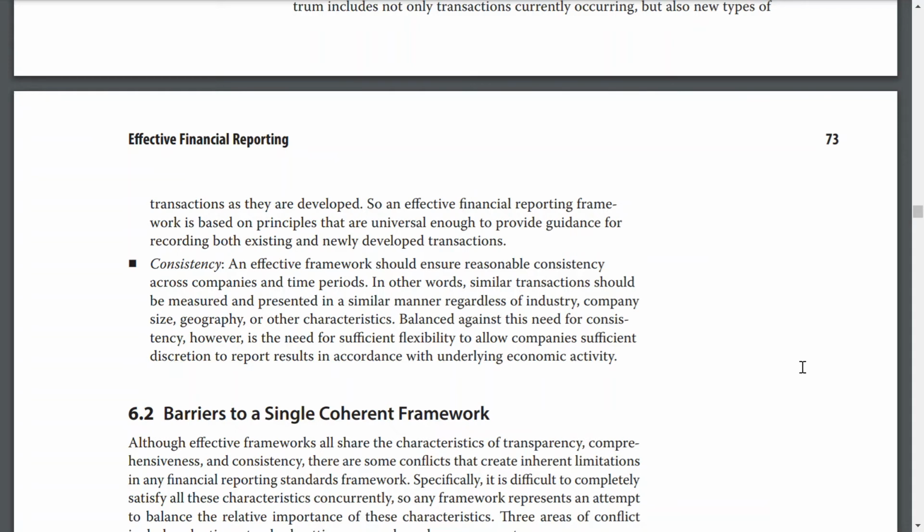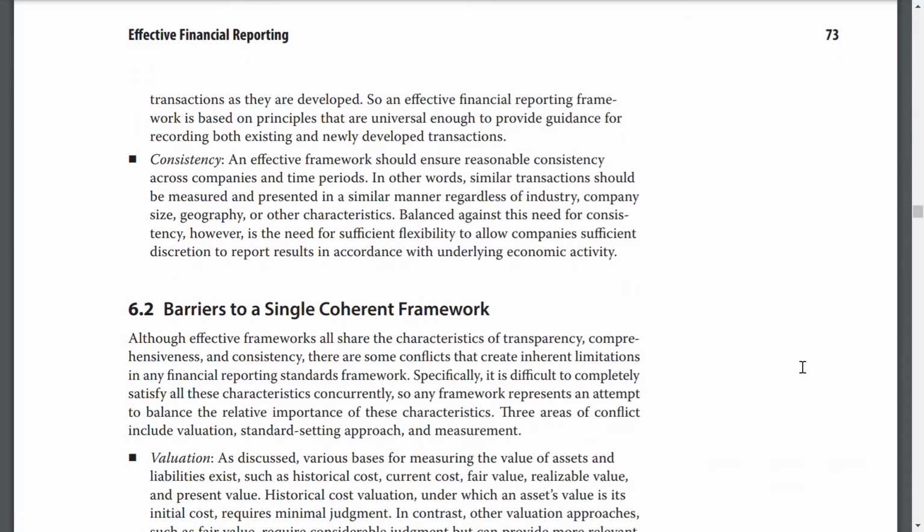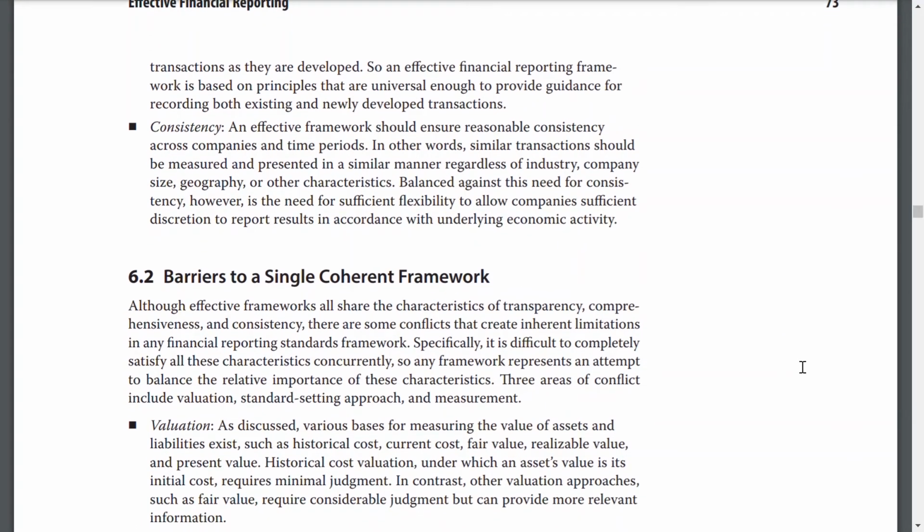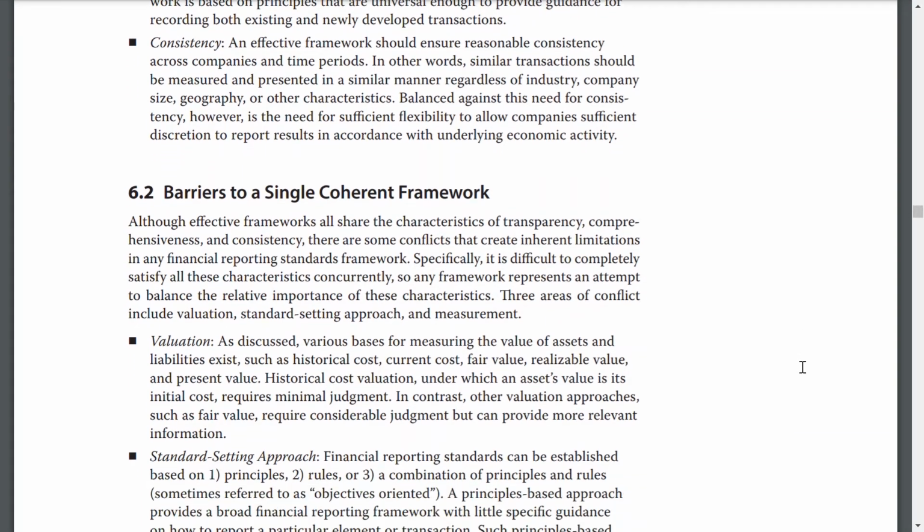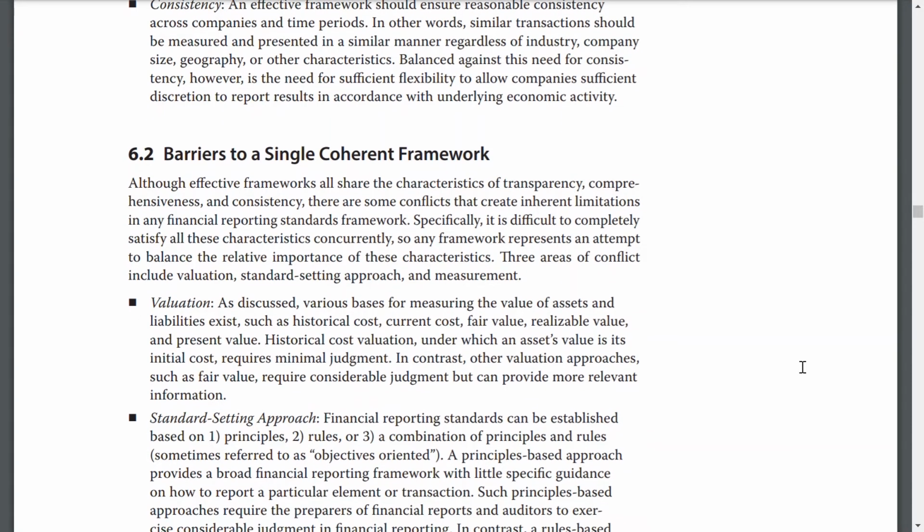In other words, similar transactions should be measured and presented in a similar manner, regardless of industry, company size, geography, and other characteristics. Balance against this need for consistency, however, is the need for sufficient flexibility and to allow companies sufficient discretion to report results in accordance with the underlying economic activity.